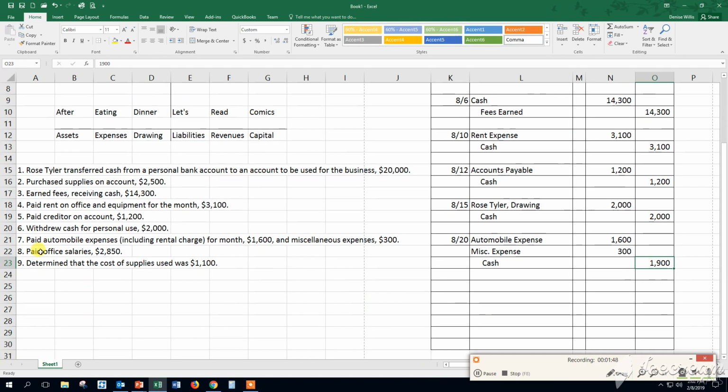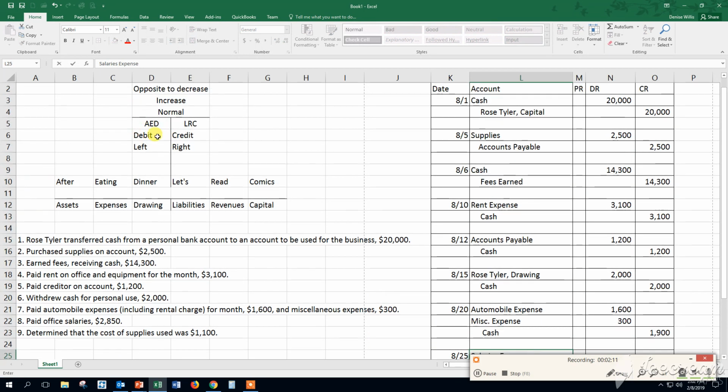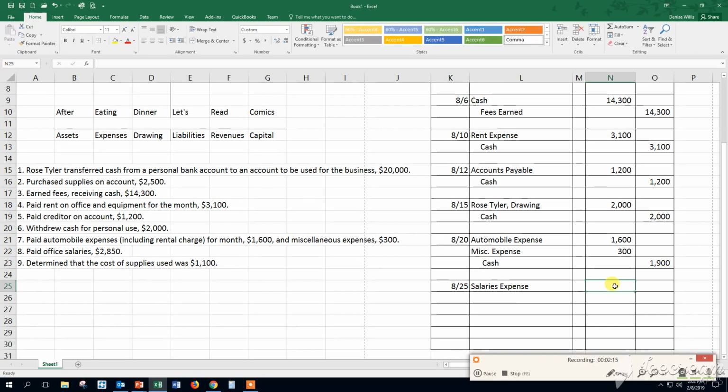Okay, so now let's see. We're on this one. We paid automobile expenses. No, I'm sorry. We paid office salaries. Okay, so let's just say it's $825. And we're going to pay office salaries. Let's just use salaries expense. Okay, and again, this is an expense. It has a normal debit balance. Okay, so it is going to increase with a debit. Let's go ahead and debit it for $28.50.